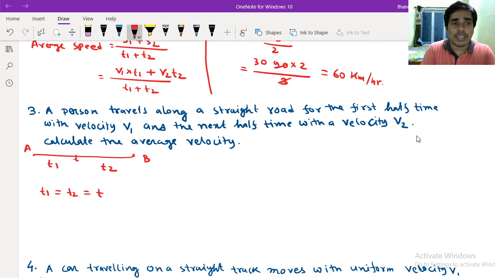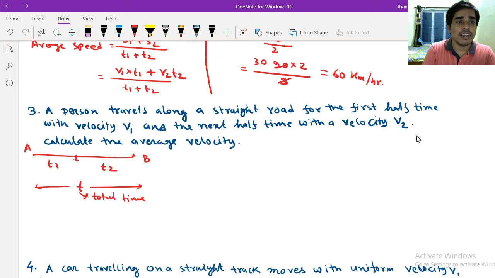Suppose the total time is t, then this will be t by 2 and this will be t by 2. In this case the velocity is v1 and here the velocity is v2. Suppose this distance is s1 and this distance is s2. You have to calculate the average speed.